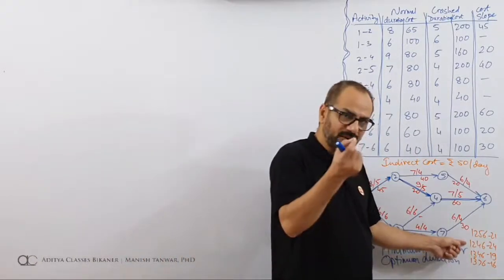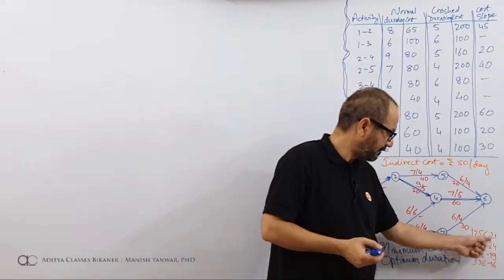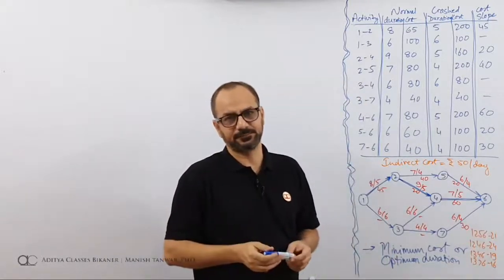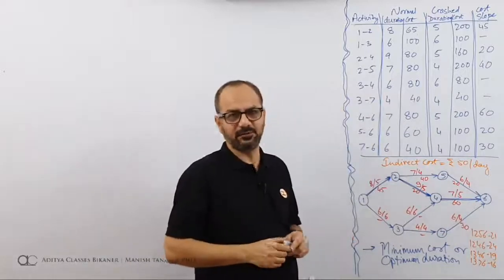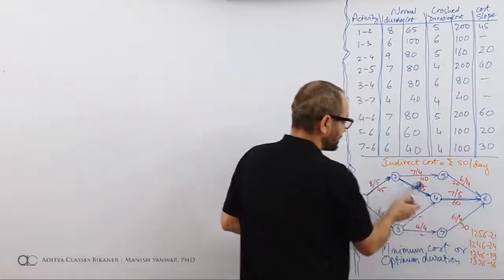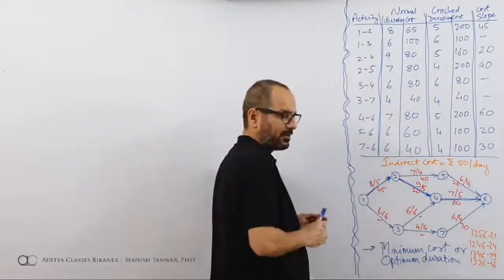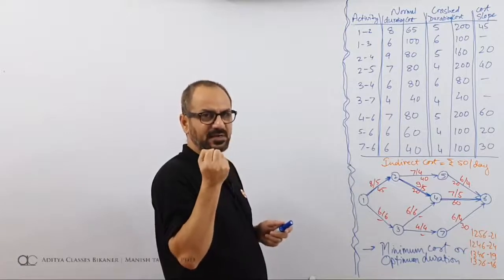How many days do I wish to crash? How many days do I wish to contract? 24 comes down to 21. So I wish to contract the activities by 3 days. This path is being done for 24 days. I wish that this path could be done in 21 days. Is it possible to do it in 21 days? 21 days is crashing the network, crashing the path by 3 days.